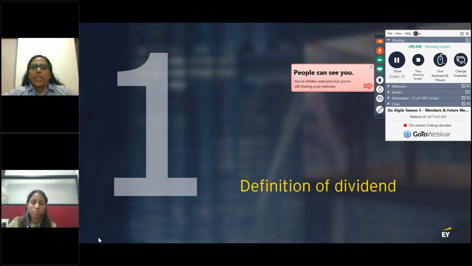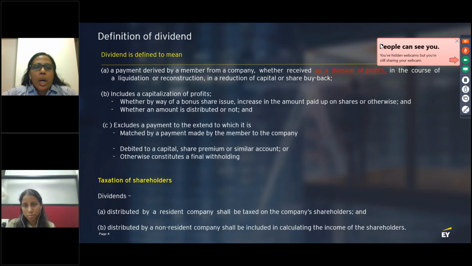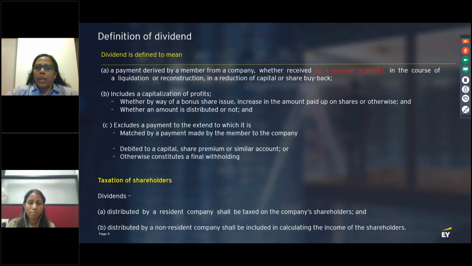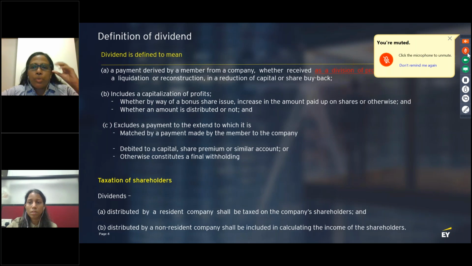Yeah, so we'll look at the definition, what is in the income tax law. So a dividend, Jivanti, can you shift the... sorry, is it on full mode?